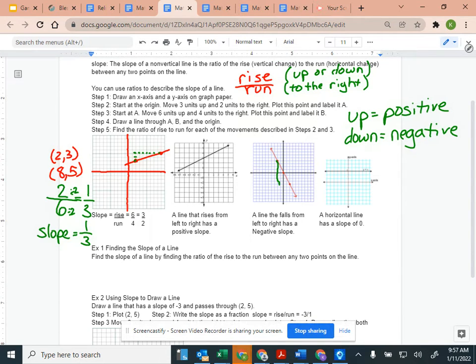Any questions on the slope? How do we feel about finding the slope? Our thumbs up, thumbs shaky, thumbs down. How are we feeling? Okay, I'm seeing lots of thumbs up.